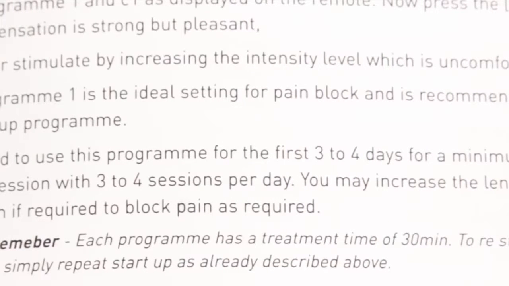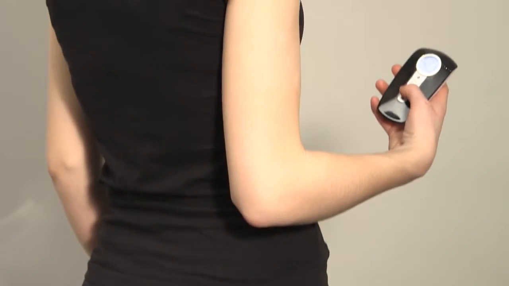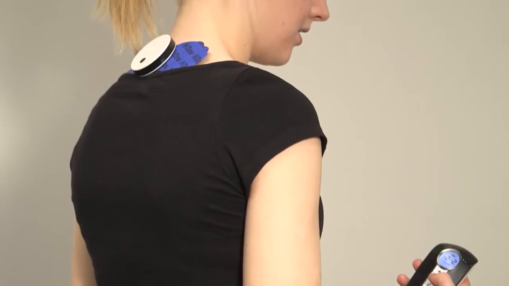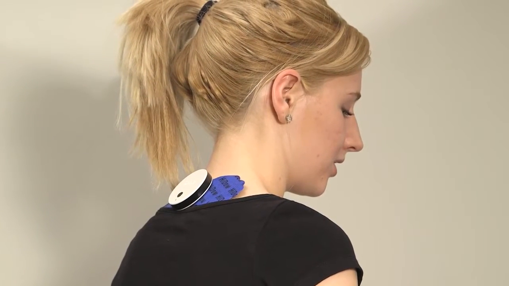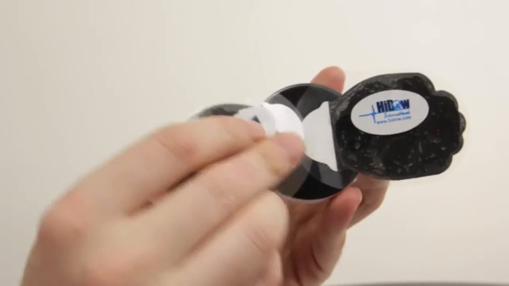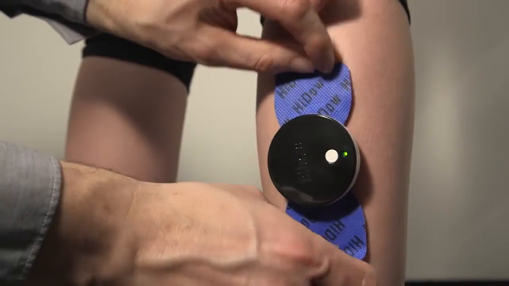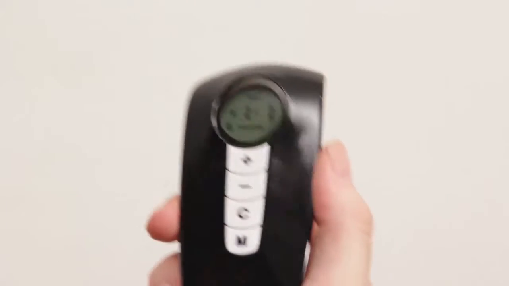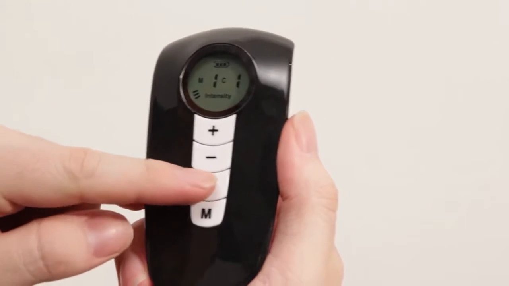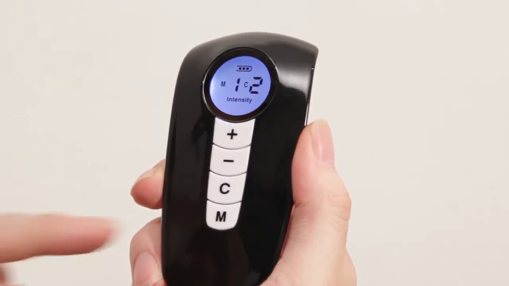The wireless TENS and EMS system has a unique function where it can also be used to treat 2 parts of the body at the same time with separate intensities and settings. Clip on, switch on, and place the electrode in the desired location, much like before. Then press the C button on the remote to select which module to use. In this case, channel 2.